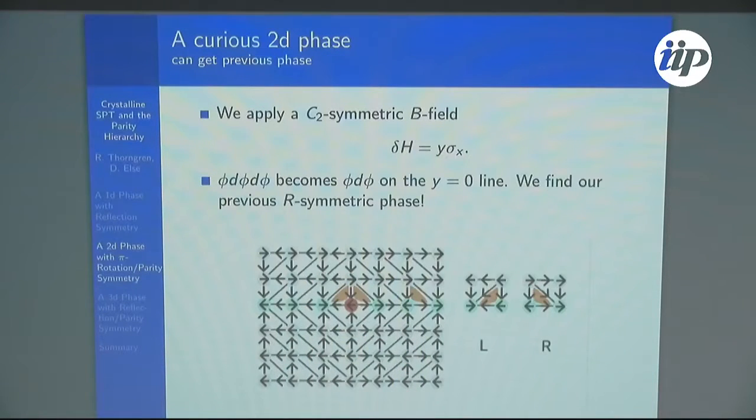So this state, we can do the same trick. So we can turn on a symmetric B field. So both y and sigma x are C2 odd. So this is a symmetric perturbation. And you find that, okay, it freezes all of the spins to be right above the line y = 0 and freezes all the spins to be left below the line y = 0. And if you look at the triangles which can contribute, they are exactly the ones we had before.